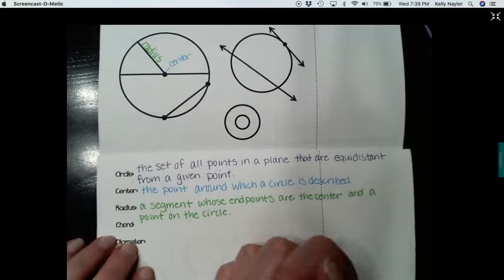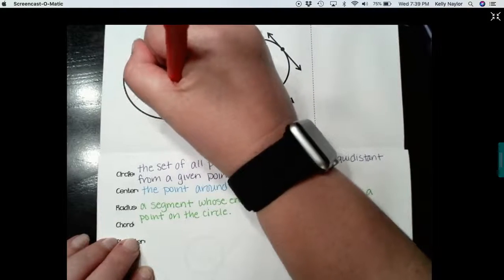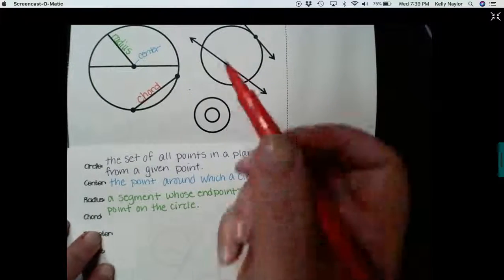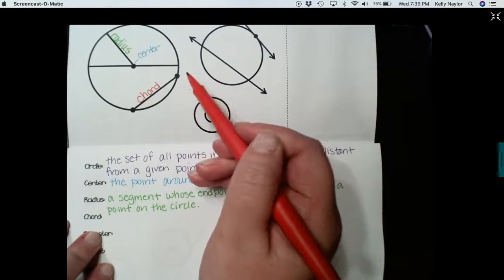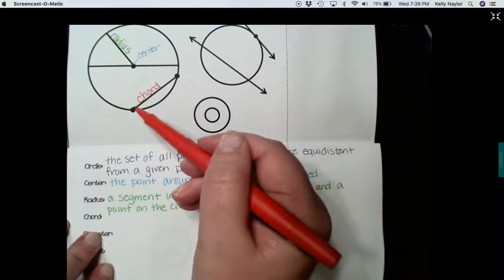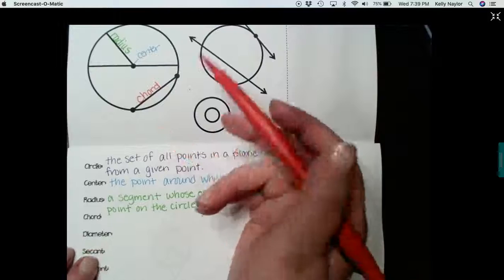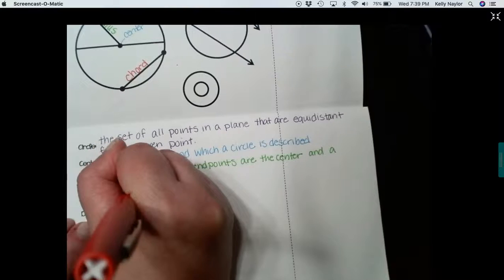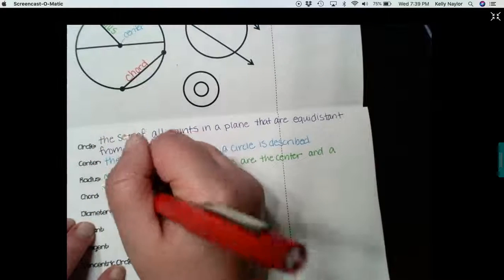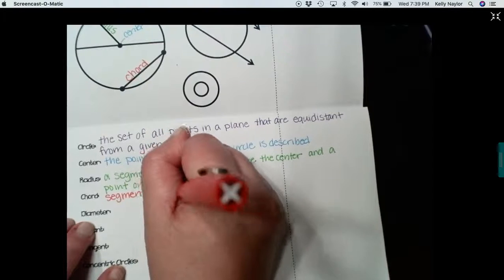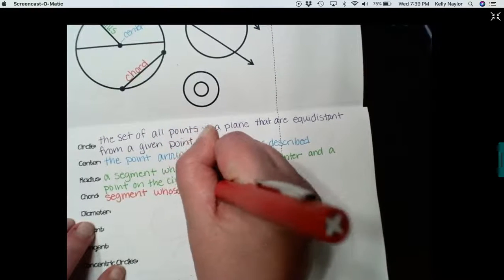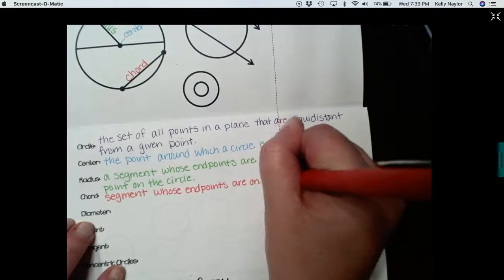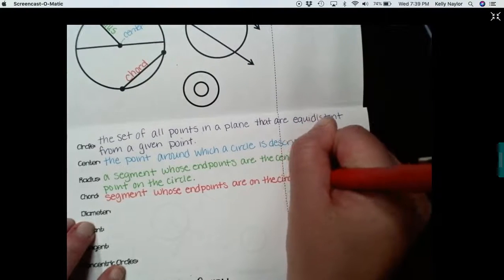Okay, the next one is called a chord. Right there is my chord. So again, you'll notice that the chord is also a segment. There's a definite start and a definite stop. But you'll notice that both of those endpoints are on the circle. So a chord is a segment whose endpoints are on the circle.